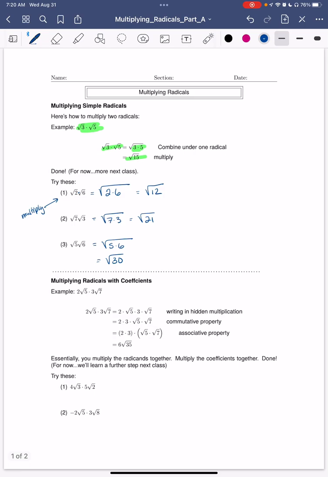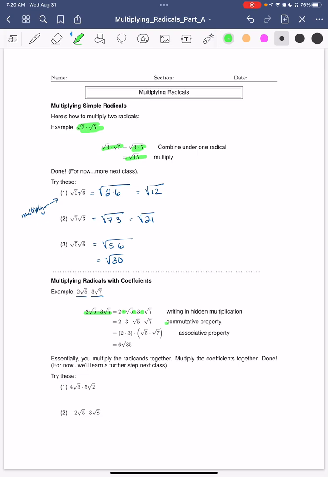Okay, on to multiplying radicals that have coefficients. So here we have 2 radical 5 times 3 radical 7. I'm going to give you the math background of why this works, and then there's the quick trick just to do it quickly. So let's think of this first problem, 2 radical 5 times 3 radical 7. We have some implied multiplication here as well. 2 radical 5 really means 2 times radical 5, and 3 radical 7 means 3 times radical 7. So first I wrote it out with all those implied multiplication signs written in.